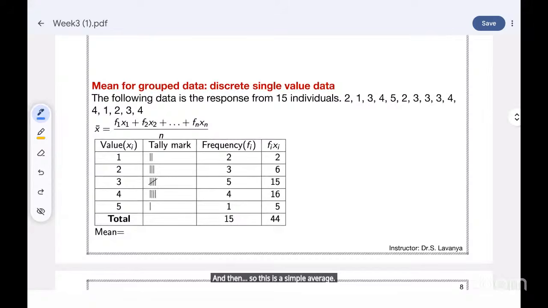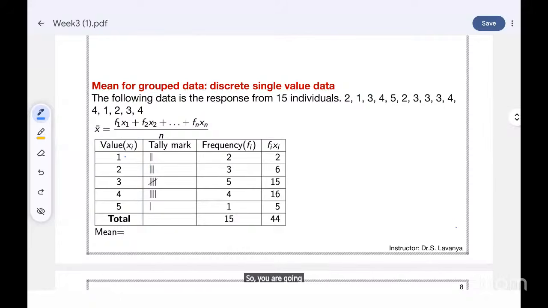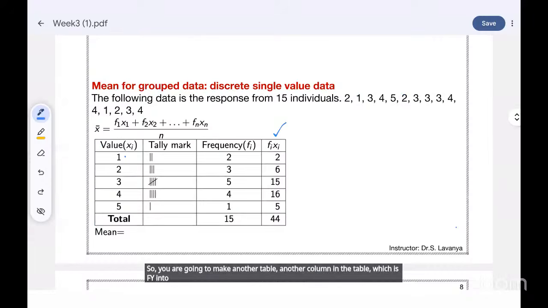Now, suppose you are having a group data, right? Suppose you are having something like this, then how do you calculate this? So this is the frequency table for a discrete data. For this discrete data, you are already having the frequencies and the corresponding values here. So you are going to make another column in the table, which is Fi into Xi, product of the value with the frequency.